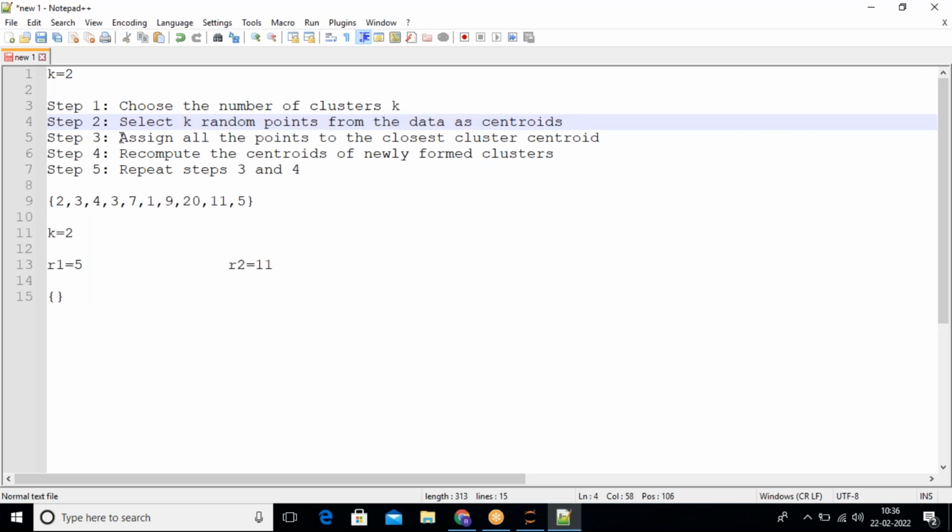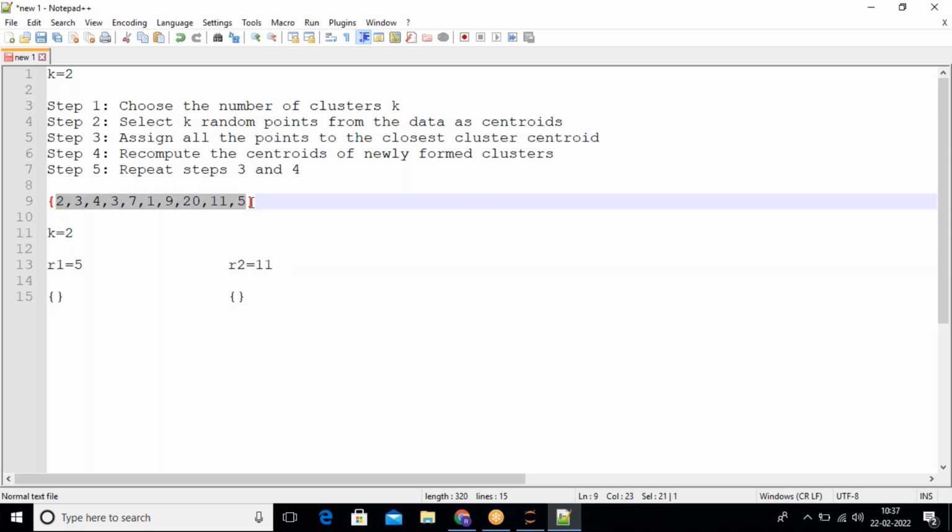Now they are telling that assign all the points to the closest cluster centroid. So how do we assign any point to the closest cluster centroid? Using the distance formula. So here we are going to form 2 clusters, right? See, R1, the value of the first random point, that is the first centroid, is 5. So just take 2. Is 2 closer to 5 or is it closer to 11?